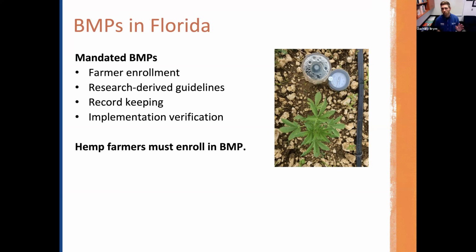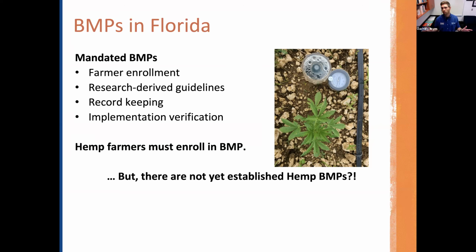So just a couple points to emphasize. It is expected that hemp farmers are enrolled in the BMPs, but there aren't really established hemp BMPs for the state of Florida. We as a university got out with our first planting in 2019, and that was a variety trial, a planting date trial.